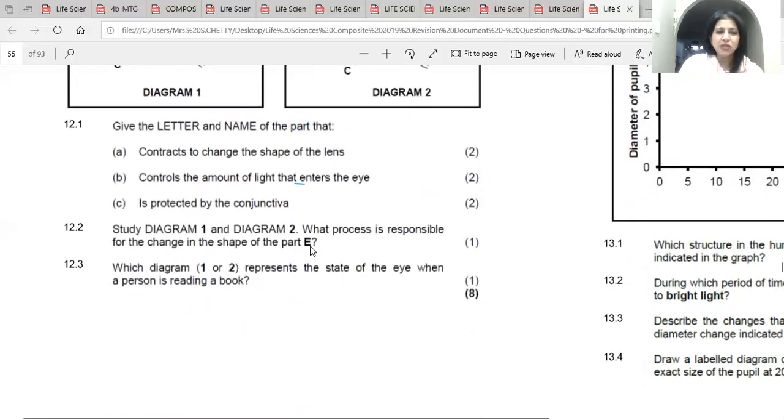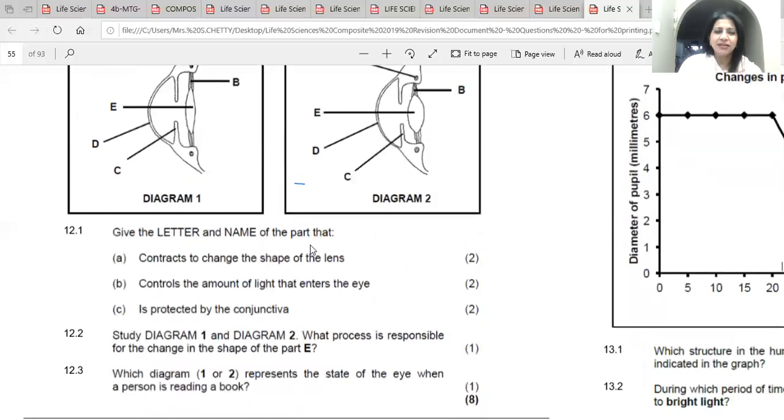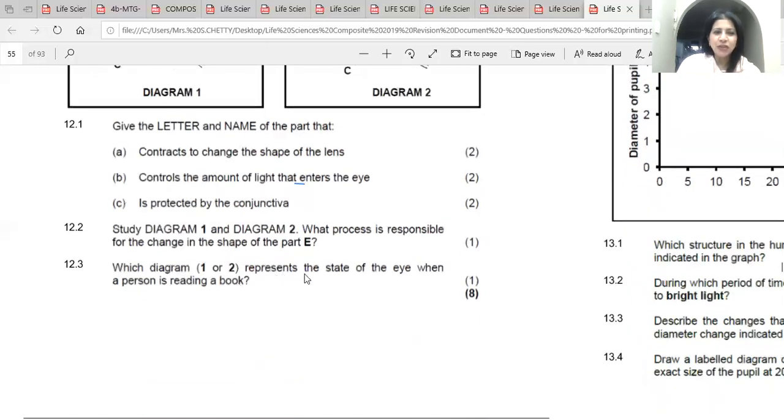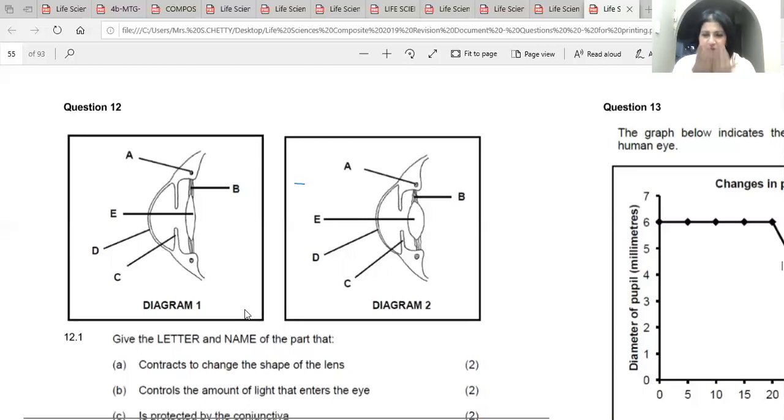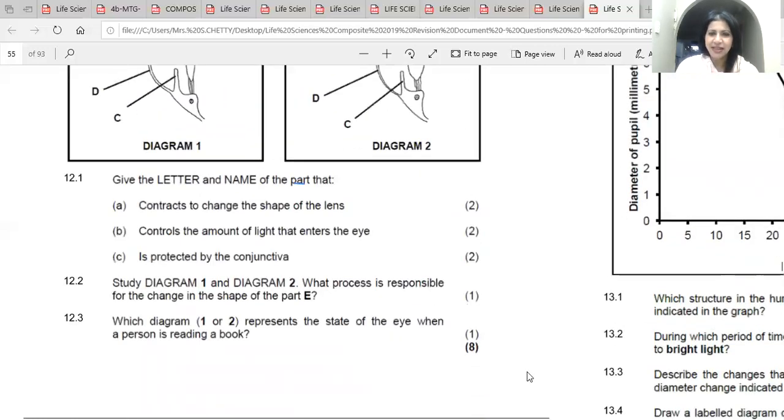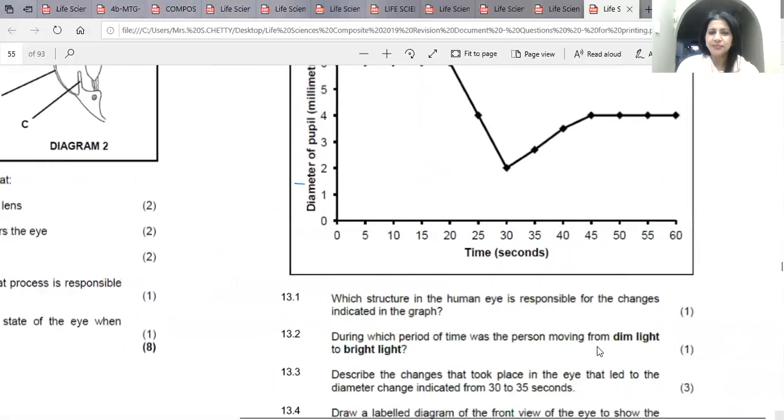What process is responsible? By the way, the object will be brought closer, but the process is accommodation. Which diagram 1 or 2 represents the state of the eye when a person is reading a book? Reading a book is close to you, near vision, of course, it's diagram 2. Is that okay, darlings? Now let's look at this particular question here.